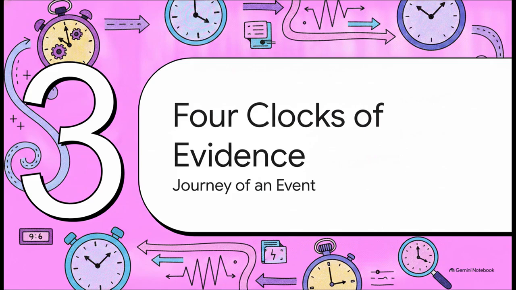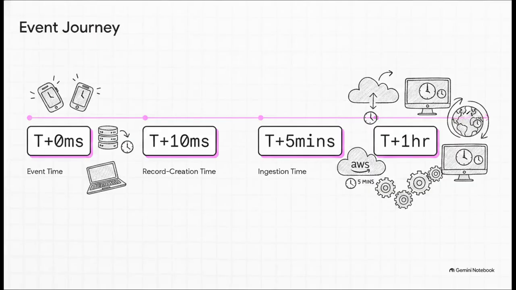Section 3. The 4 clocks of evidence and the journey of an event. To make sense of all this, you have to realize that every single piece of evidence travels past 4 distinct clocks. First up, you have event time. This is when the originating device, say a laptop, a security camera, or an access controller, believes the activity actually occurred. Second is record creation time. This is the moment an application or an agent first generates the log entry. Third is ingestion time. This is when the record finally lands in your central repository or your SIEM.